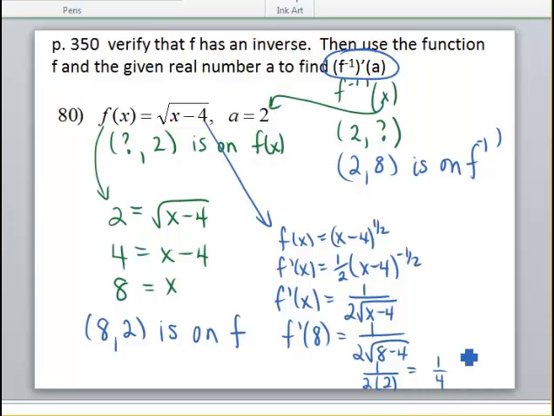What you need to know about f and f inverse slopes, derivatives, is that they are reciprocals of each other. So I now can make the statement that f inverse prime of 2 is equal to 4 because these are reciprocals of each other.